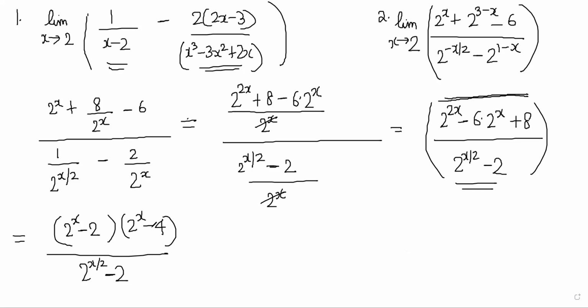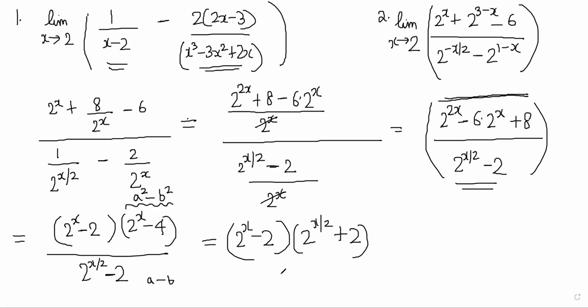Now this is a square minus b square, where this is a minus b. See? It will get cancelled, and it will become 2 power x by 2 plus 2 on top, right? And now there is no problem. You can put the value of x as 2. It becomes 4 minus 2, 2 into 2, 1 plus 2. So 4... 8 is the limit.